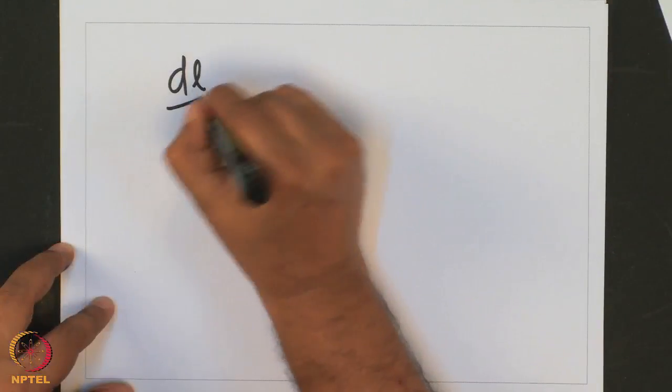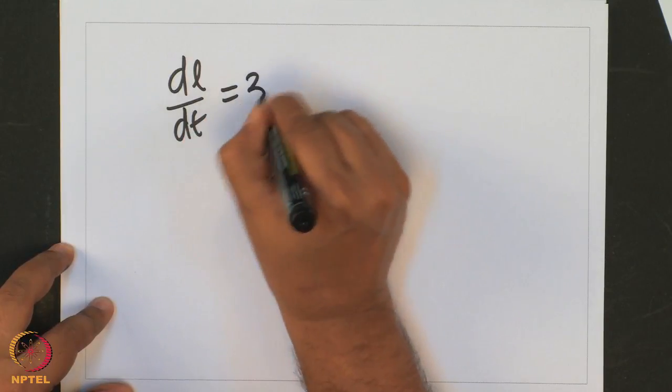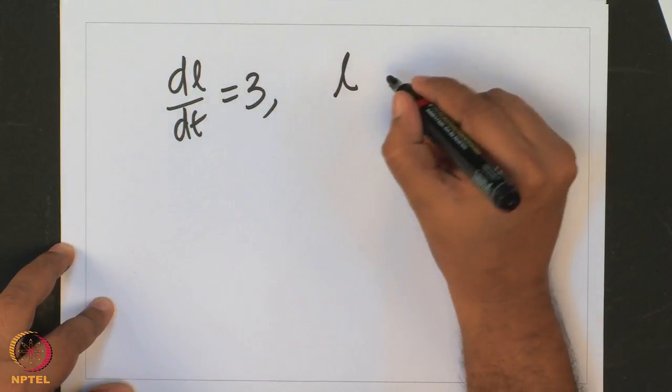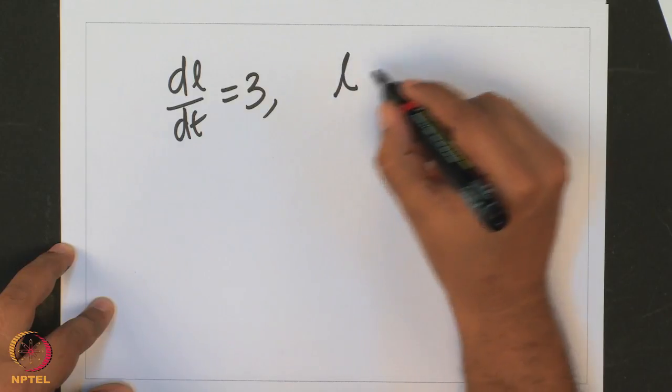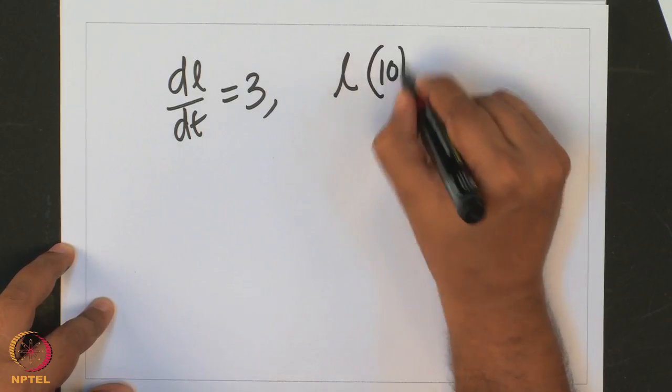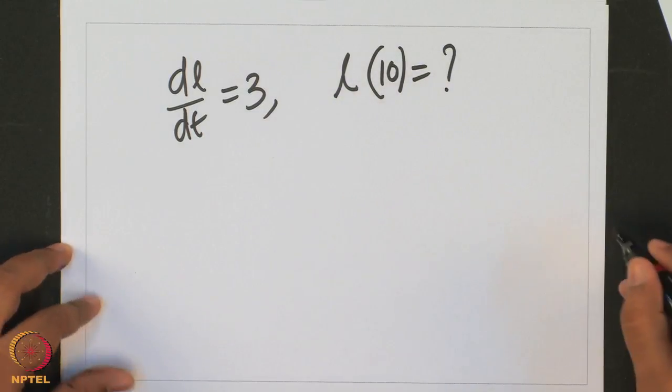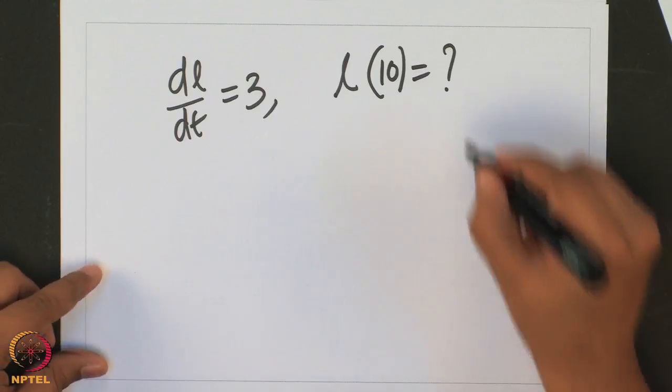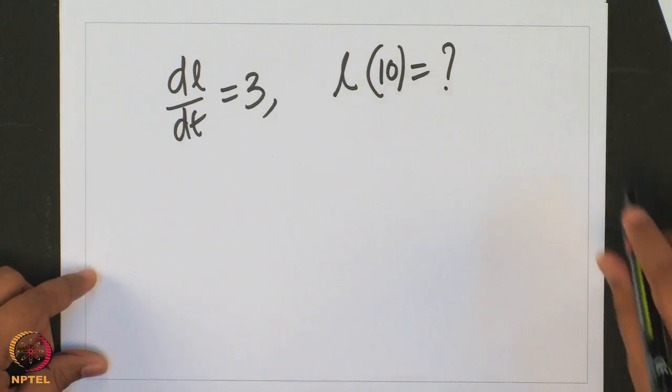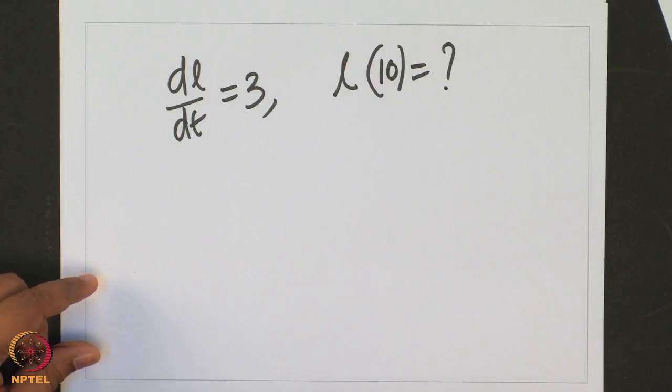that we have dl by dt is 3 and we want to calculate the length at any time. So after 10 minutes, what is the length after 10 minutes? We know the length at 0 minutes. So let us assume we know how to do this using a formula. We will discuss this. How do we do this graphically?